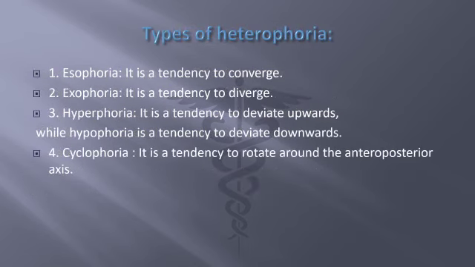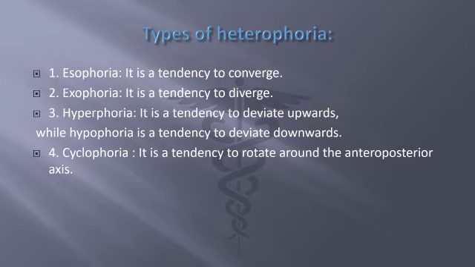Now comes the types of heterophoria. There are four major types of heterophoria, which include esophoria, exophoria, hyperphoria, hypophoria, and the fourth type is cyclophoria. Esophoria is a tendency to converge, as we have already discussed. Exophoria is a tendency to diverge. Hyperphoria is a tendency to deviate upwards, and hypophoria is a tendency to deviate downwards.